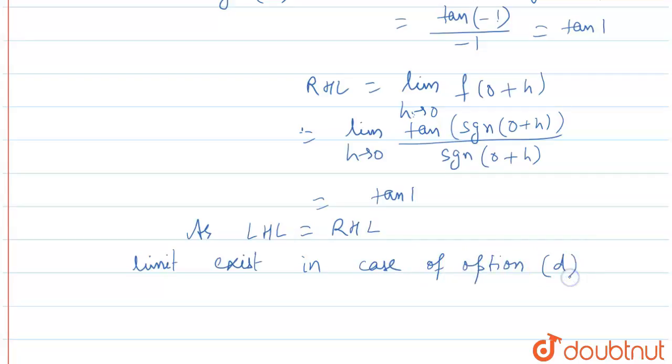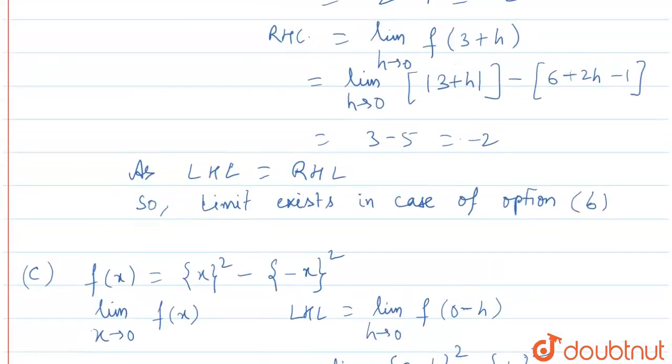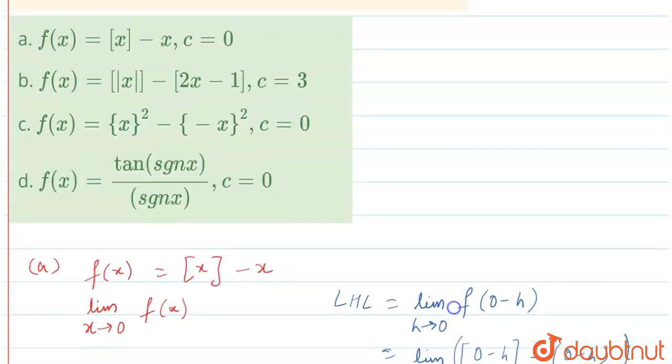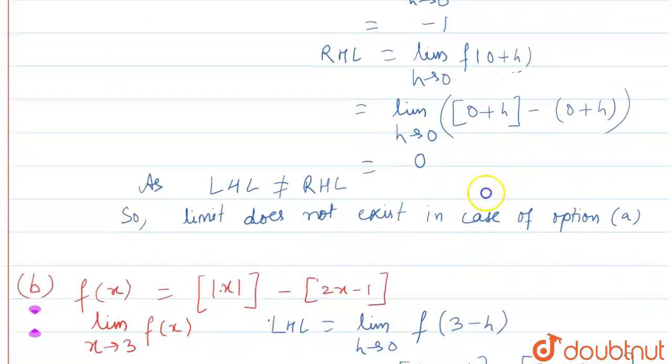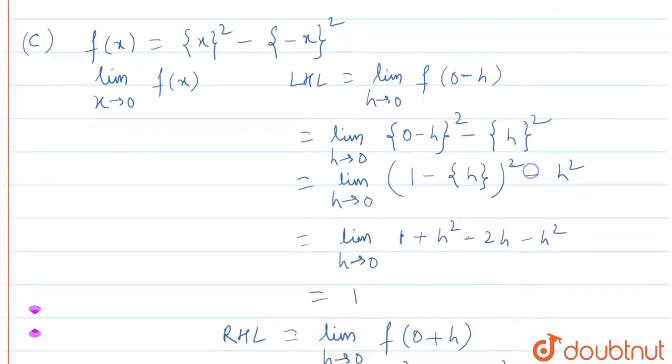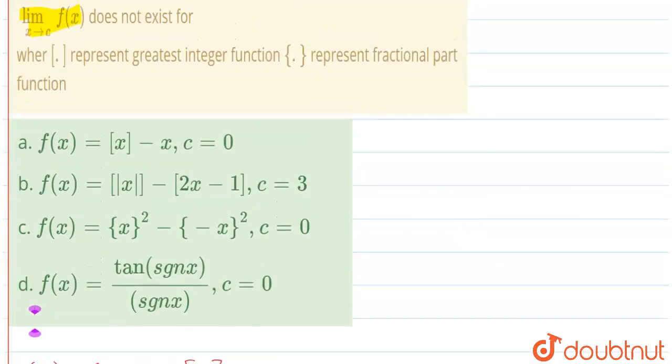So finally we can say that limit does not exist in option C and option A. So the correct options are limit does not exist in case of first option and third option. So these two are correct options.